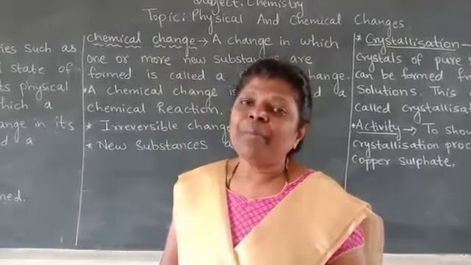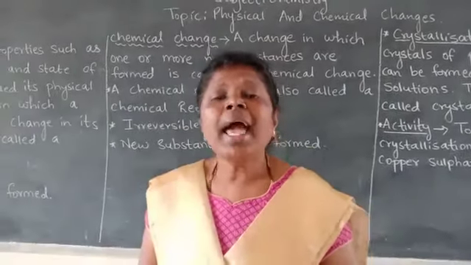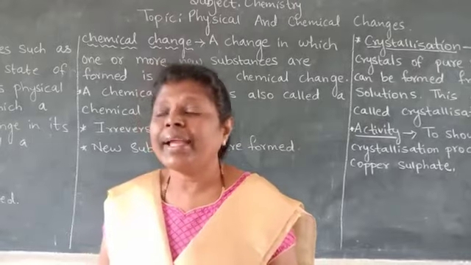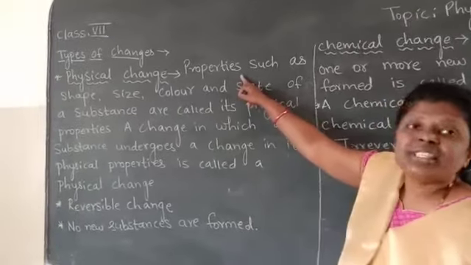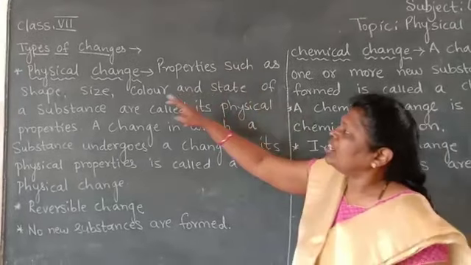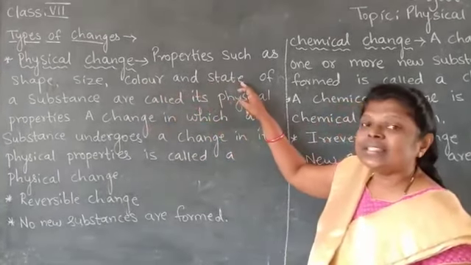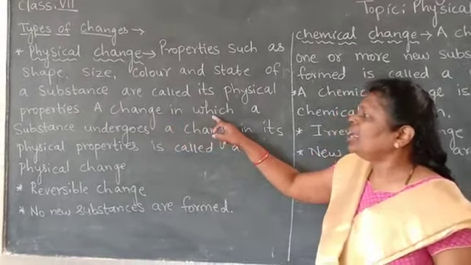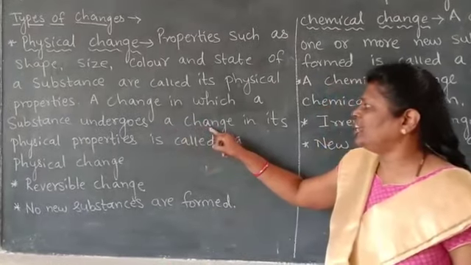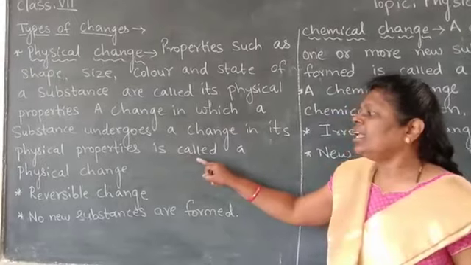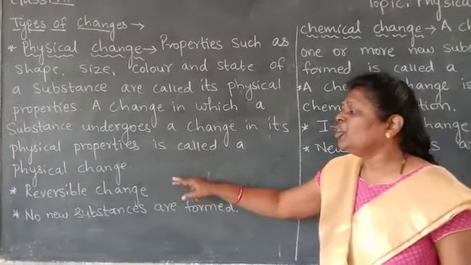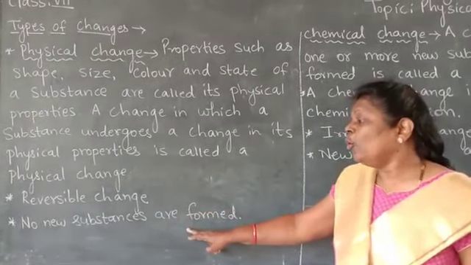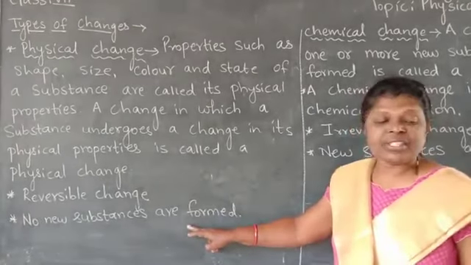So children, in this chapter, we will perform some activities and we will study the nature of these changes. Now these changes are of two kinds. The first change is known as physical change. Properties such as shape, size, color and state of a substance are called its physical properties. A change in which a substance undergoes a change in its physical properties is called a physical change. You know children, physical change is a reversible change and no new substances are formed in this physical change.